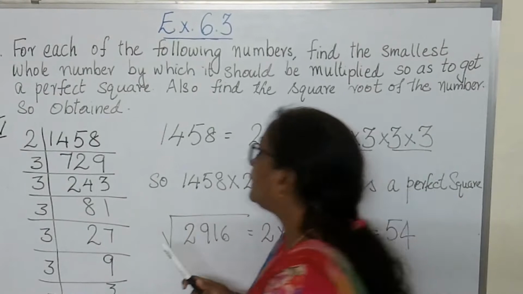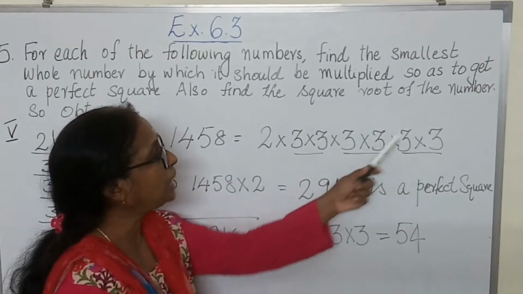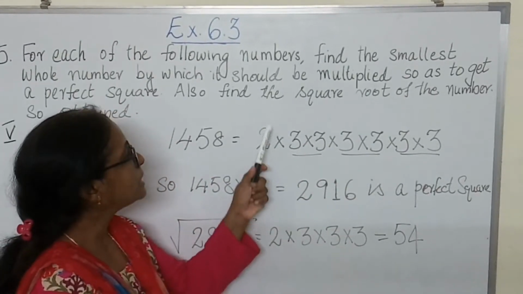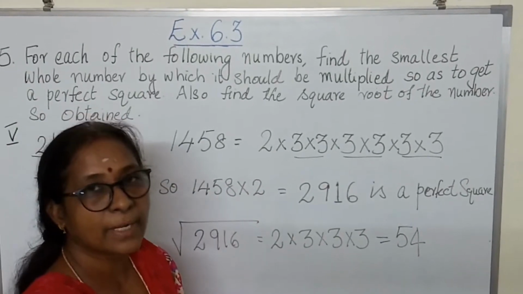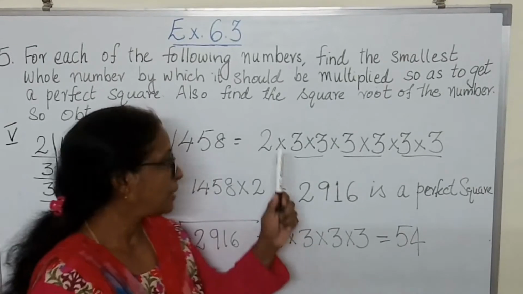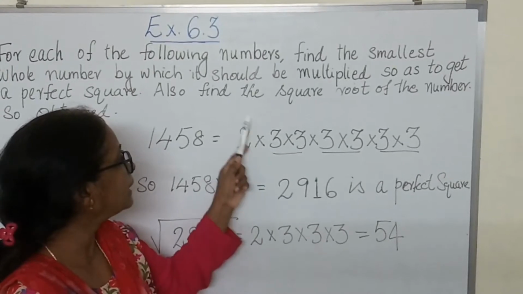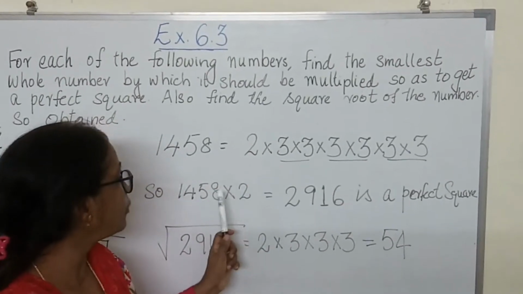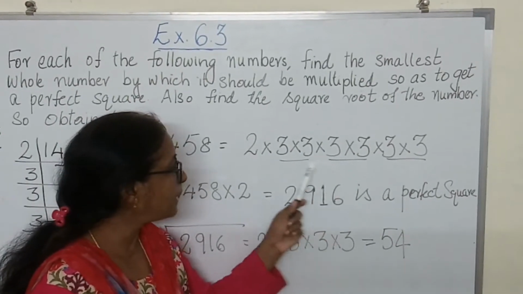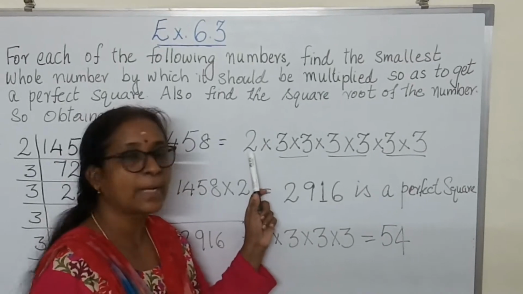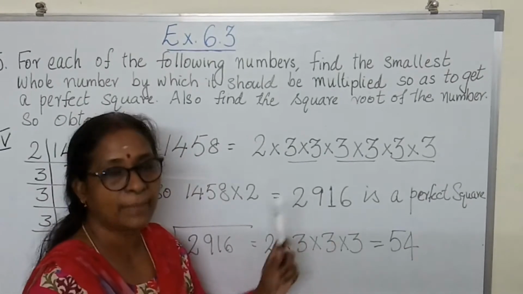So what did we do here? See, first we made pairs. One pair of 3, second pair of 3, third pair of 3. Which factor is single here? 2. So by which number should we multiply this number to make it a perfect square? We need to multiply 1458 by the single factor, that is 2. So if you multiply, what will you get? 2916. So this is a perfect square. By which number did we multiply? By 2. When we multiply the given number, we get this, which is a perfect square.